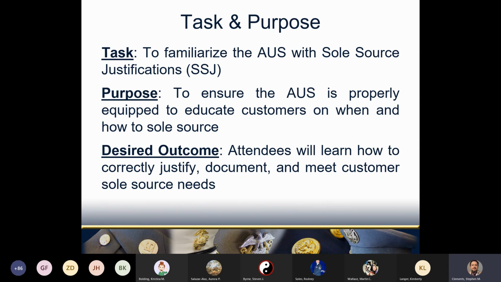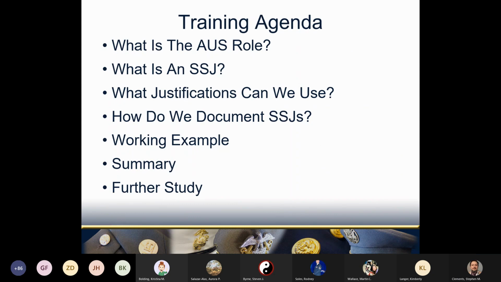Our purpose in doing so is to ensure the AUS is properly equipped to educate our customers on when and how to sole source. Our desired outcome is that attendees will learn how to correctly justify, document, and meet customer sole source needs. We'll meet that task and purpose by looking at topics such as: what's the AUS role? What are sole source justifications? Which justifications work? Which can't work? How do we write them? And we'll work an example together. We'll wrap up by summarizing what we discussed, and I'll point you to an opportunity for further study on the task.